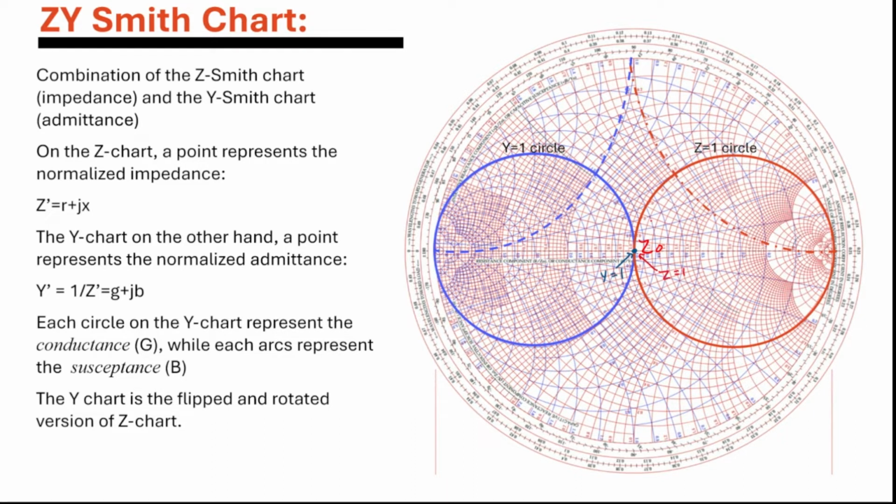Each circle on the Y chart represents the conductance, while each arc represents the susceptance. And actually the Y chart is the flipped and rotated version of the Z chart.